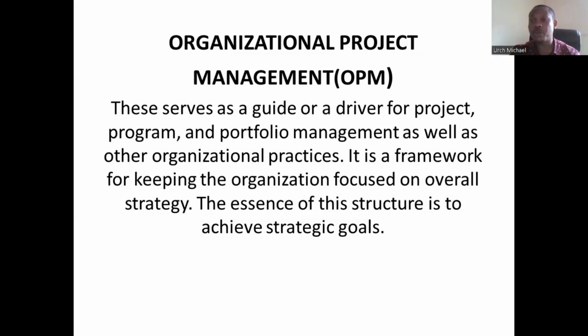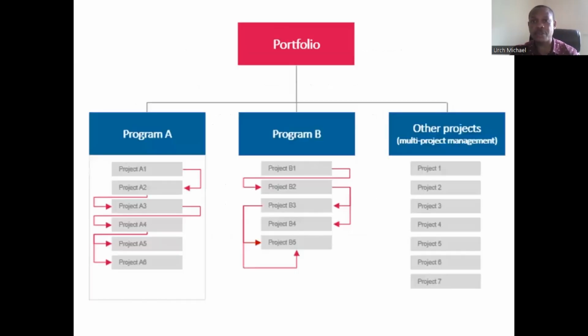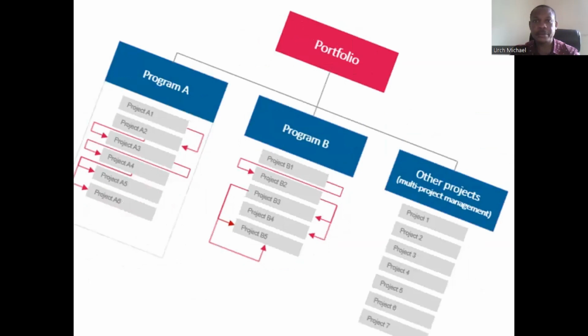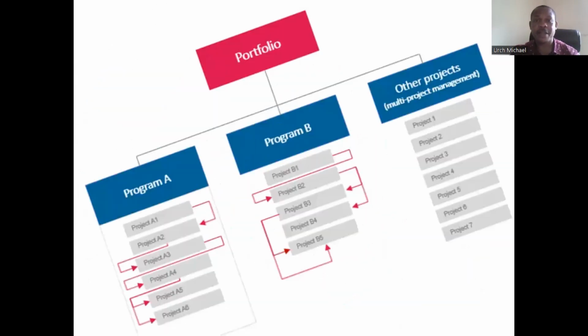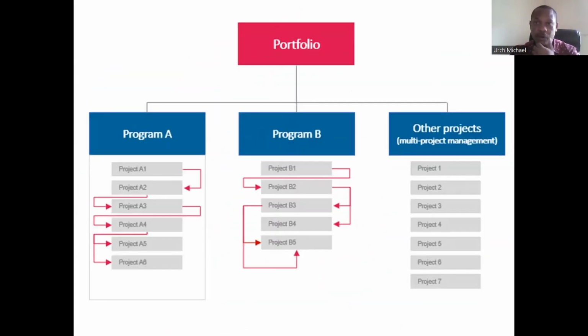And for them to be able to achieve that, or to be where they want to be, they are rolling out projects, they are rolling out programs, they are rolling out this portfolio to get to where they want to be, all right? So this diagram here is a clear example of OPM, Organizational Project Management.